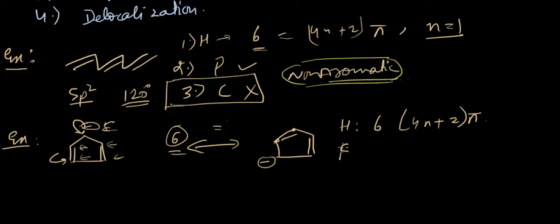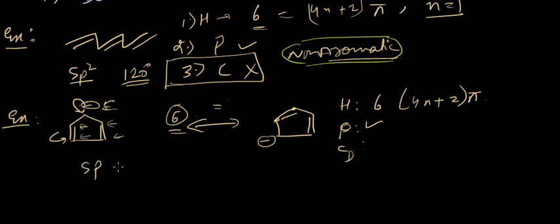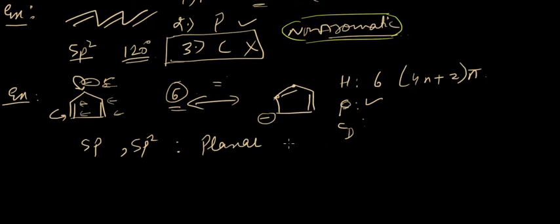Oh, okay, first HPCD. Okay, so is it planar? Yes. Why? Because all the carbon atoms in this compound are sp2 hybridized. If you don't know about hybridization, let me tell you that sp and sp2 hybridized carbon atoms are planar, meaning they will have only xy or xz.